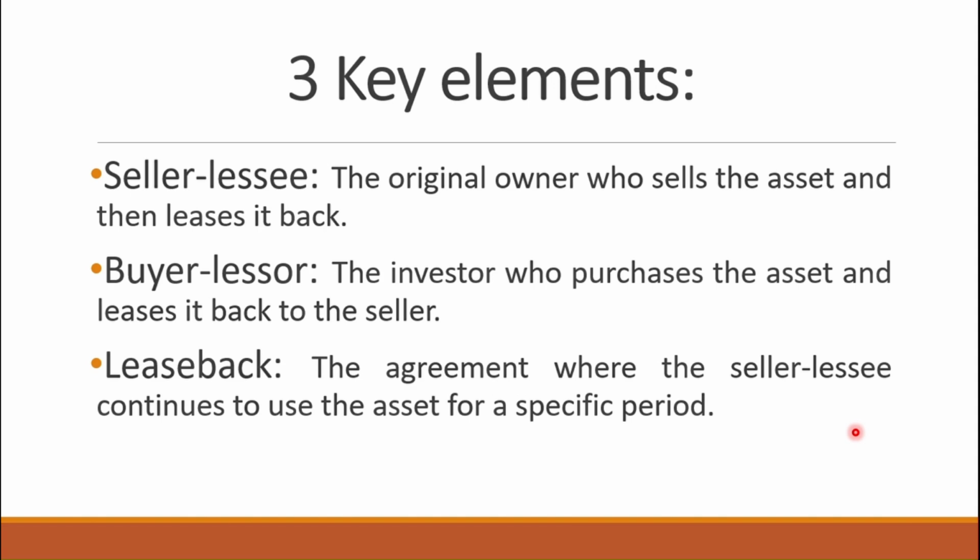So there are three key elements in this transaction. First, there is a seller or lessee, the original owner who sells the asset and then leases it back. Then there is a buyer or lessor, the investor who purchases that asset and then leases it back to the original owner or the seller. And the third is the leaseback agreement. It is the agreement where the seller continues to use the asset for a specified period of time.